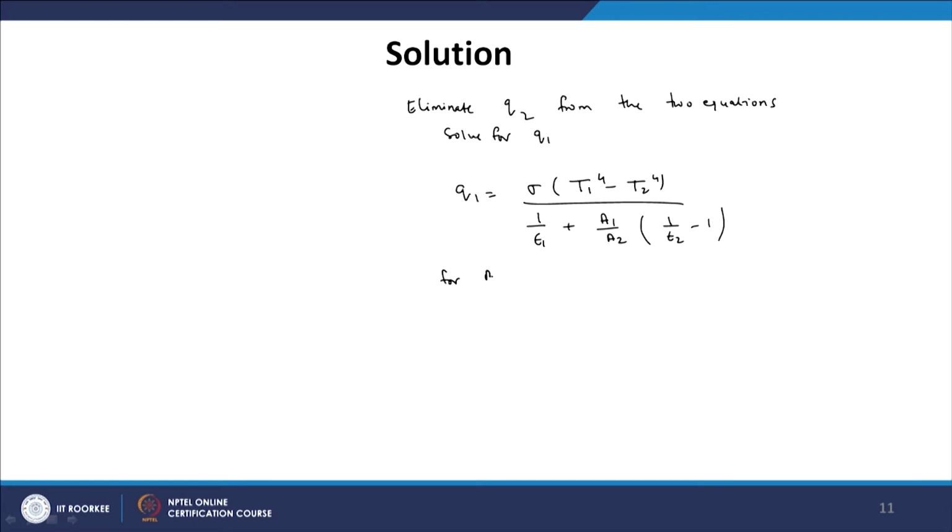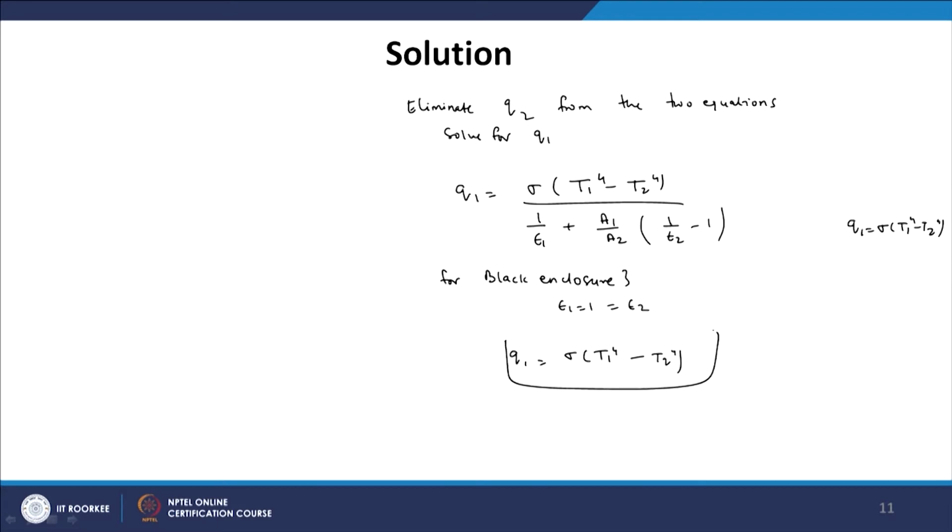For black enclosure, now just note down that q1 should reduce to the black body relation, that is q1 should be equal to sigma (T1^4 minus T2^4), okay, for the black enclosure. So, let us put epsilon 1 is equal to epsilon 2, the second term in the denominator will be 0. Okay. So, we just get q1 is equal to sigma (T1^4 minus T2^4). Okay. So, this is for the black and this is for the gray.